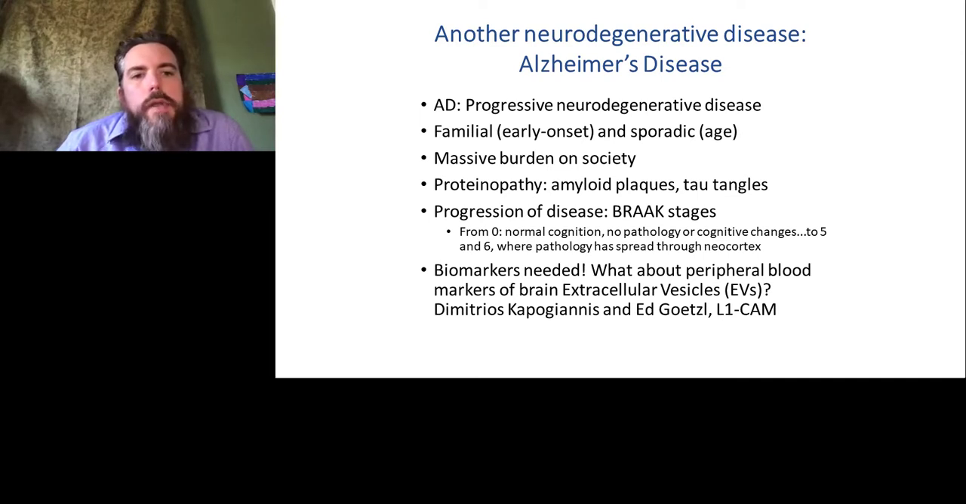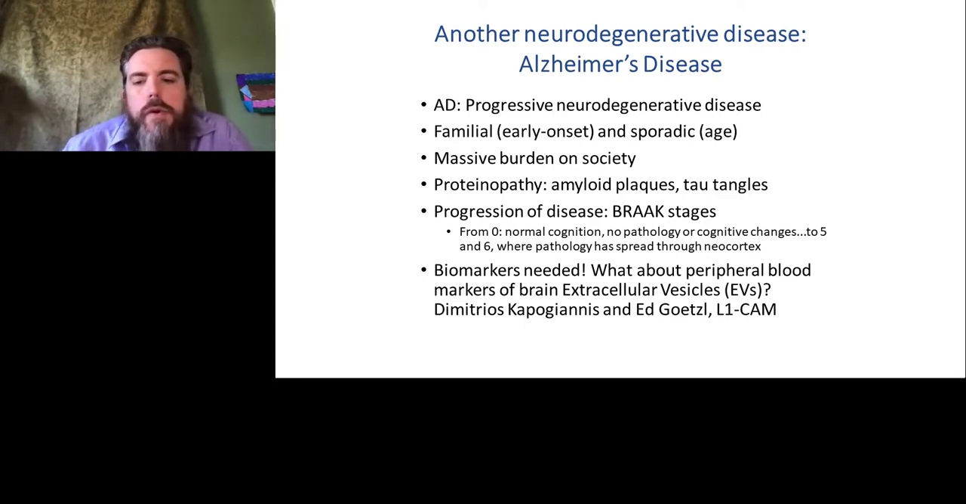Alzheimer's disease is also often considered a proteinopathy, that is to say, a disease in which proteins are misfolded, proteins are abnormally distributed, proteins form into bodies or tangles that interfere with the normal functioning of the brain. And we can classify the disease into stages under a few different regimens. One of these classifies individuals from a score of 0, which denotes normal cognition, all the way up to 6, where we've had spreading pathology throughout the neocortex. And so we find that we really need to have biomarkers of disease. In most cases, there's no indication to go in and take a biopsy of the brain, so we don't really know exactly what's happening there.